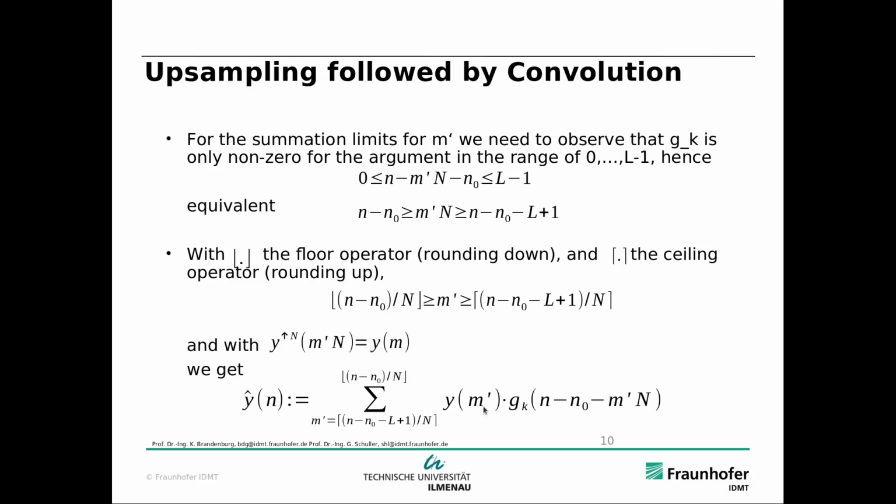And this has now the advantage that you only have the non-zero entries of y and not the zeros in between. And keep in mind, this is the kth subband, right here, g_k. So this was the output of the kth subband.